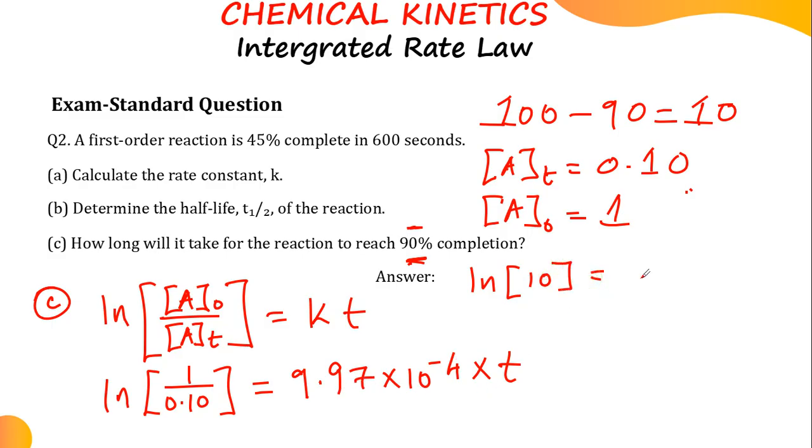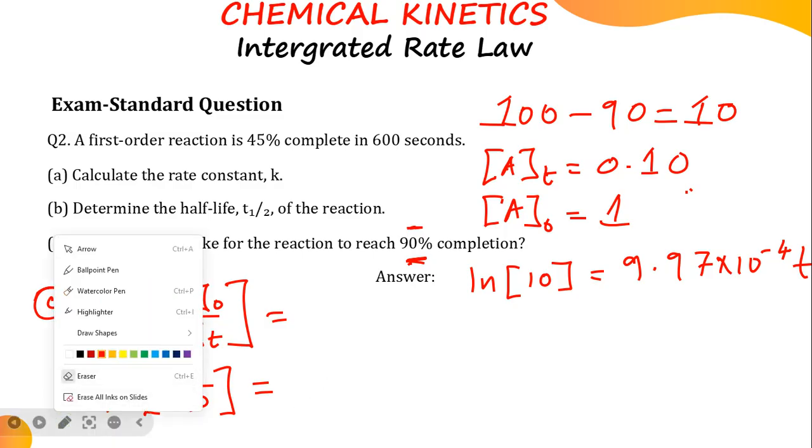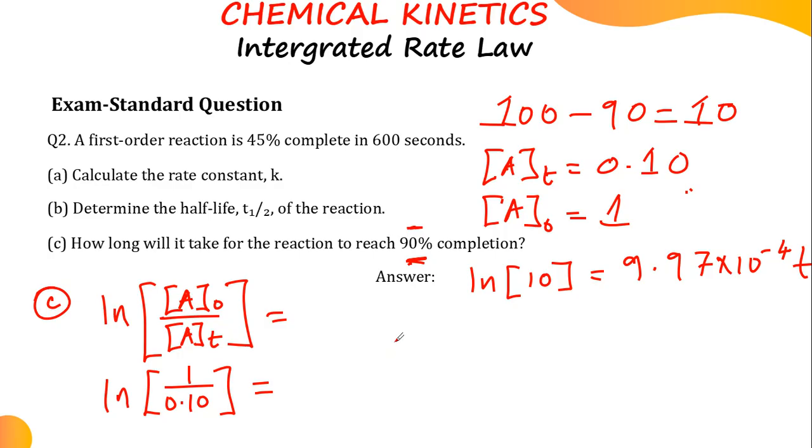Then here, k times t, we're going to get just like that, the way it is. 9.97 multiplied by 10 to the power negative 4, and then the t is this side. So here, let's just do the ln of 10. Hope it's making sense and you're following. So the ln of 10 is giving what? It's giving me 2.303, which is equal to 9.97 multiplied by 10 to the power negative 4, then we have t this side.